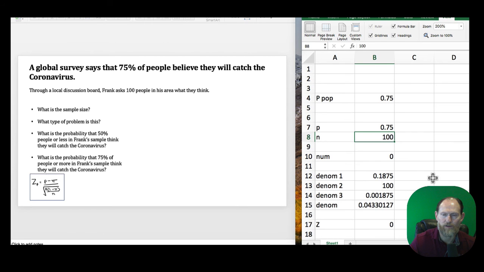Just to reinforce the second point of doing a model is I can what-if this thing. So when you see there, when I did that second problem, I didn't have to rebuild anything. I just had to enter the value of 0.75. So in theory, I could enter values all day long and see what happens. So for example, I could keep running with values of P and say, well, what is the probability of 76% of the proportion in the sample thinking they will catch the coronavirus? Oh, that's a z-score of 0.3.